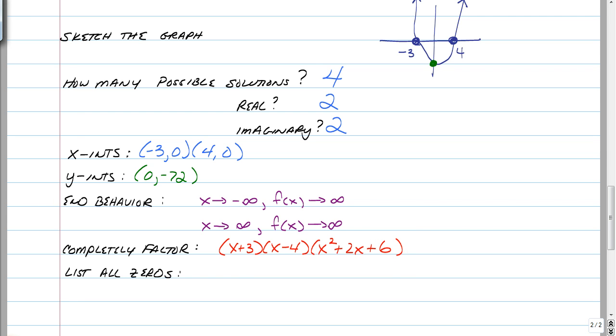And then it says list all the zeros. So when you were done with this problem, you would also say that x is equal to negative 3, positive 4, which we know. But remember, this has 4 solutions. We only found 2 reals. So by using the quadratic formula, this x squared plus 2x plus 6 would end up giving you your final 2 imaginary solutions, which would be negative 1 plus or minus i root 5, again using completing the square or the quadratic formula. So that right there, that one question ties in the entire chapter, being able to analyze a graph, find intercepts, listing end behavior, factoring completely, and listing all zeros.